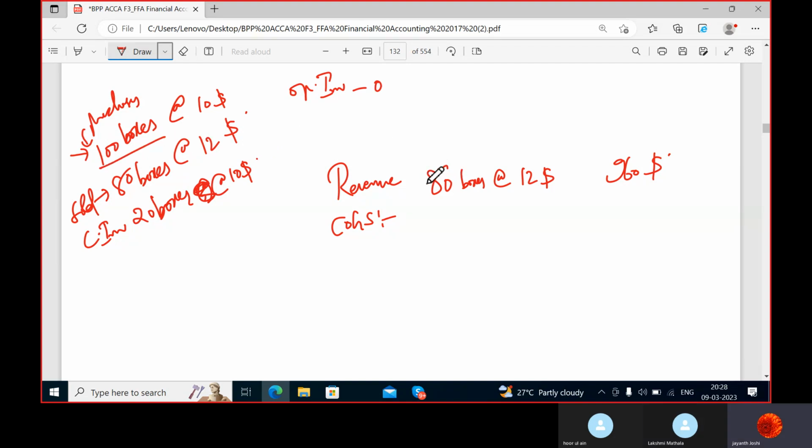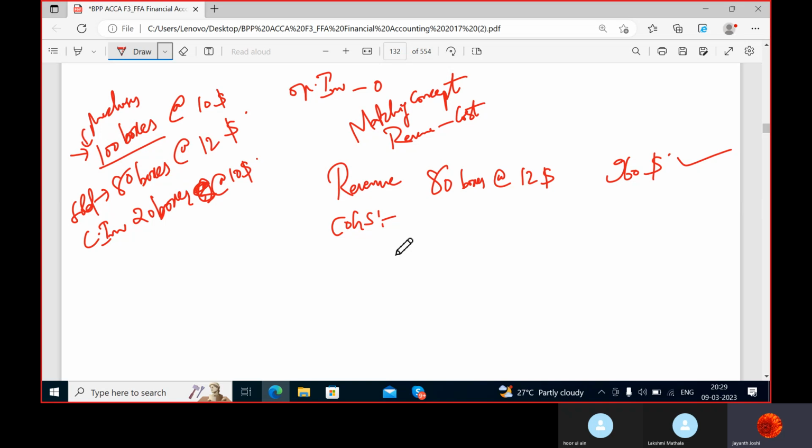It is because of the matching principle, or matching concept. Revenue should be matched with cost. So if I'm selling 80 boxes, I should match the revenue of 80 boxes, which is $960, with the cost of 80 boxes to get the profit for 80 boxes. Understood? 20 boxes I haven't sold. There is no revenue. Definitely I will not match anything with the revenue. So there is no profit for those 20 boxes yet.